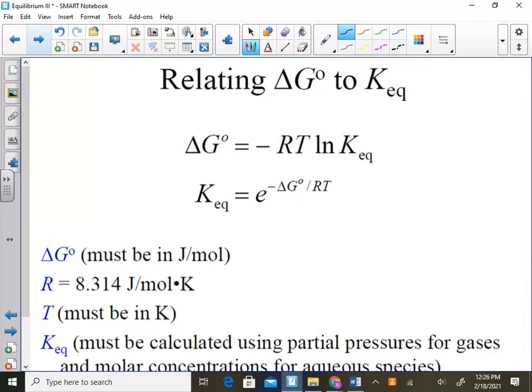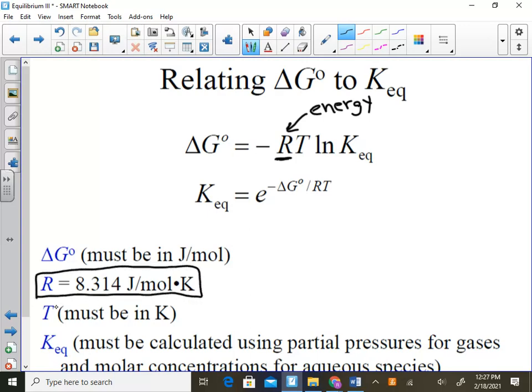And so let's relate delta G to K. Now this is what I call the negative RT ln K equation that links delta G to K and how we can calculate the difference between the two. And so we know that delta G is negative RT ln K. The R here, now this is a different R than we've been using. Before we've been using the gas law R, this is the energy constant. And so this is the first time, and this is the only time we use this number.